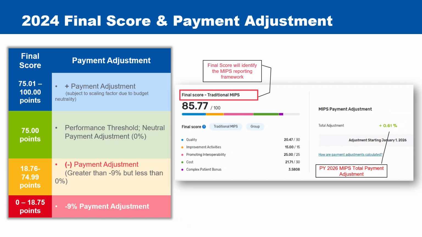On the right side of the snapshot, you will find a breakdown of the payment adjustment for the ABC Specialty Clinic. For performance year 2026, the eligible clinicians will receive a 1.2% payment adjustment for their Medicare Part B services.